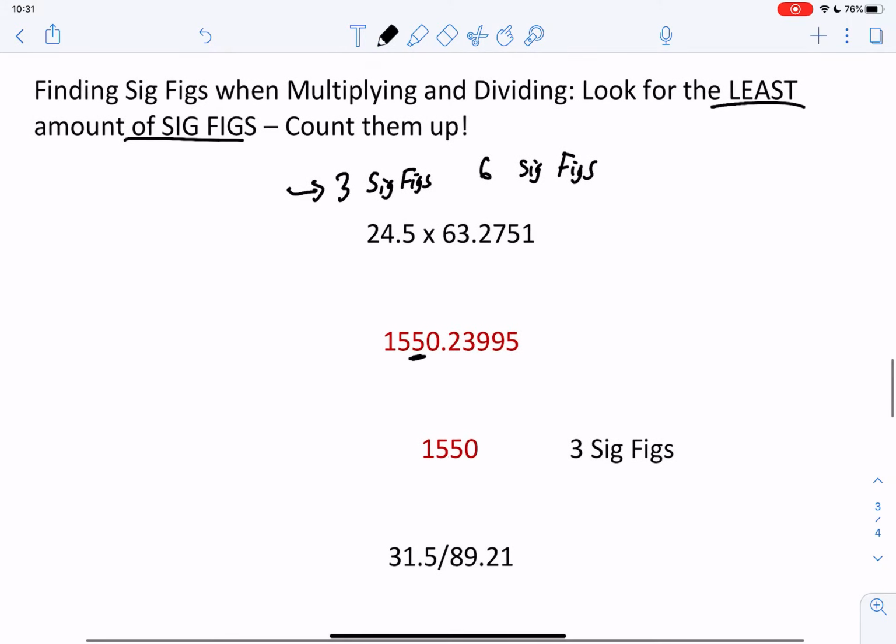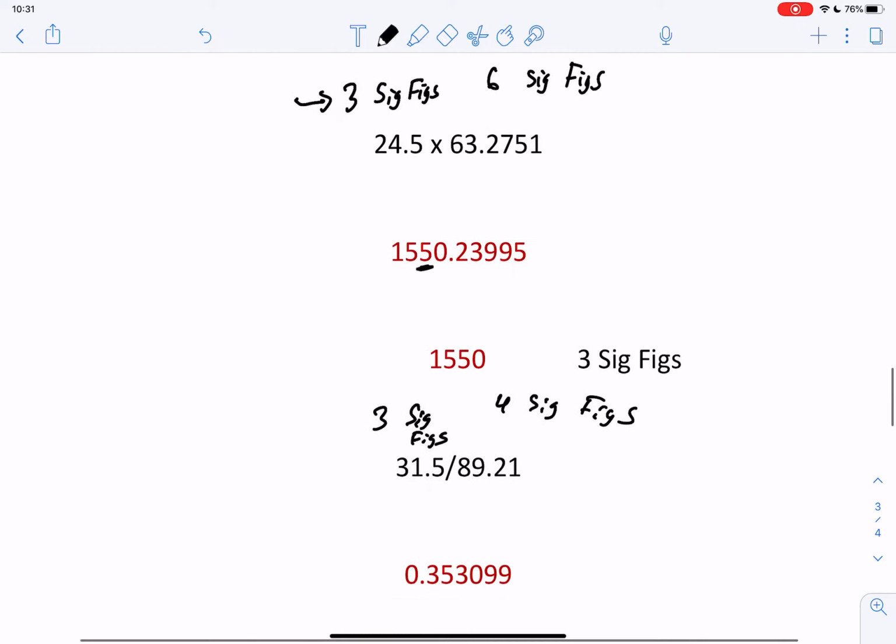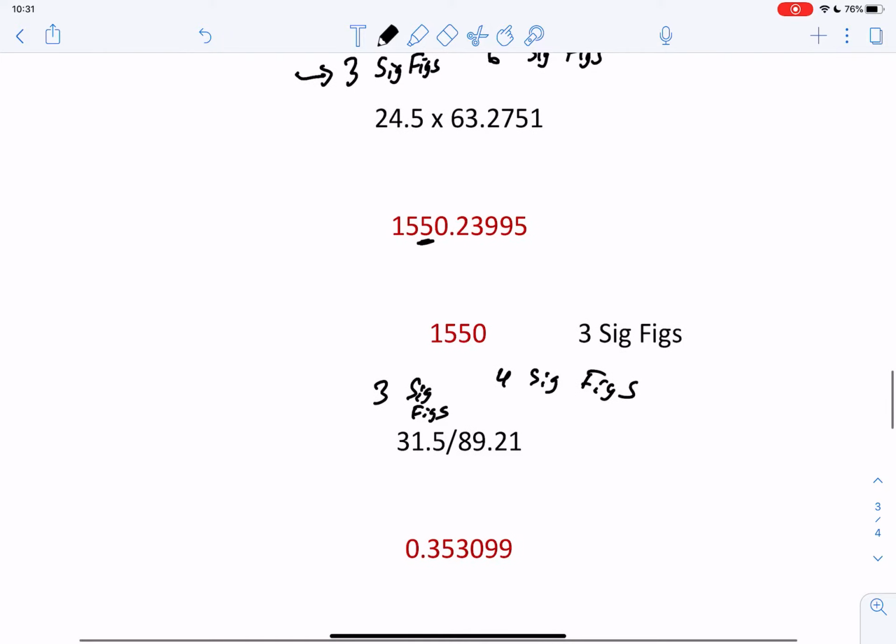All right, let's do one more. 31.5 divided by 89.21. Again, count how many significant figures each one has. This one has 3. And 89.21 has 4 sig figs. So again, our answer this time is going to be in 3 significant figures. If we just put it in our calculator, we get this long number. And we need to, again, go to 3 sig figs, because that's the lowest amount of sig figs that we have.